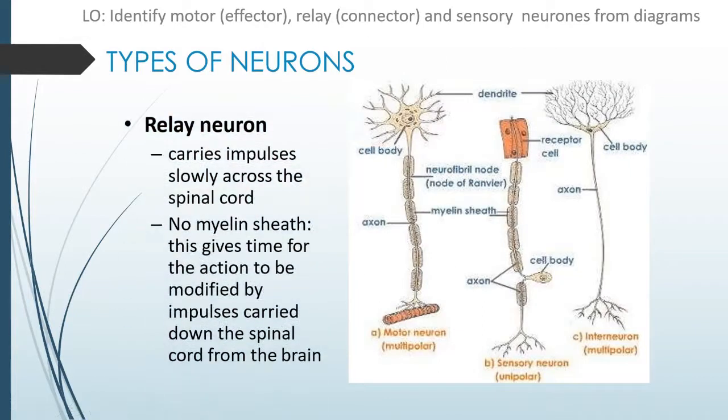And the third one is your relay neuron. This carries impulses slowly across the spinal cord. Here you can see the interneuron or the relay neuron. You can see there is no myelin sheath present. No myelin sheath, because this gives time for the action to be modified by impulses carried down the spinal cord from the brain.